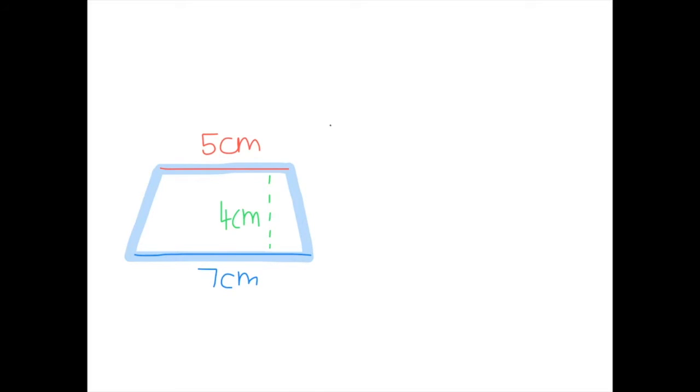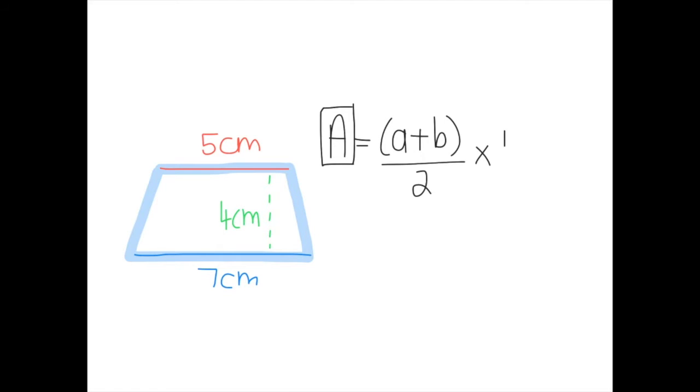In my formula, A equals a plus b, now keeping in mind that this A here is a capital A for area and both of these are lowercase, so divided by 2 times height. So my a is my red number, my b is my blue number, and my h is my green number. I've got 5 plus 7 divided by 2 times my height, which is 4.